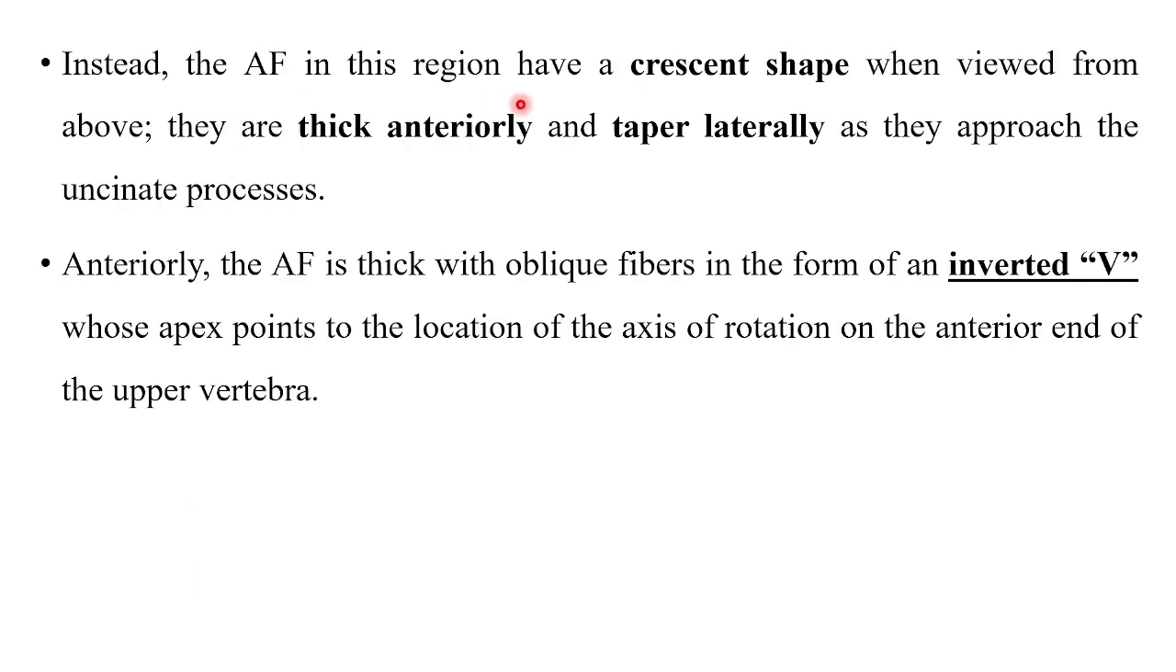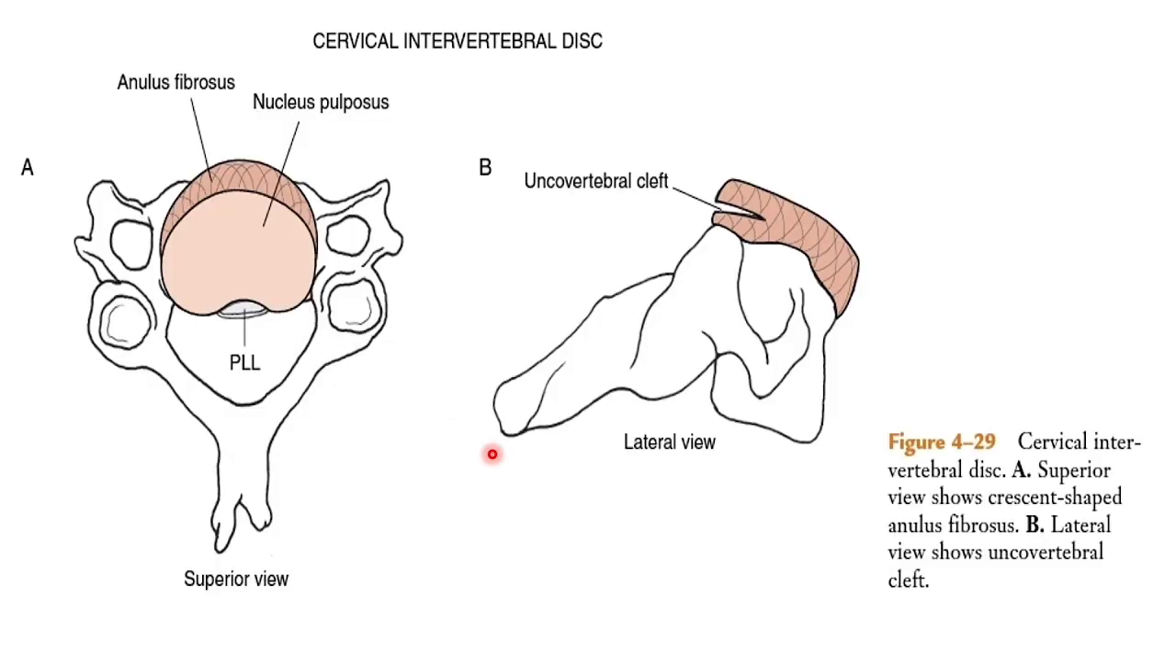Instead, the annulus fibrosus in this region has a crescent shape when viewed from above, and it is thick anteriorly and tapers laterally as it approaches the uncinate process. Anteriorly, the annulus fibrosus is thick with oblique fibers in the form of an inverted V shape, whose apex points to the location of the axis of rotation on the anterior end of the upper vertebra. And this is the diagrammatic representation of the intervertebral disc over the cervical region. You can see here the annulus fibrosus and the nucleus pulposus.